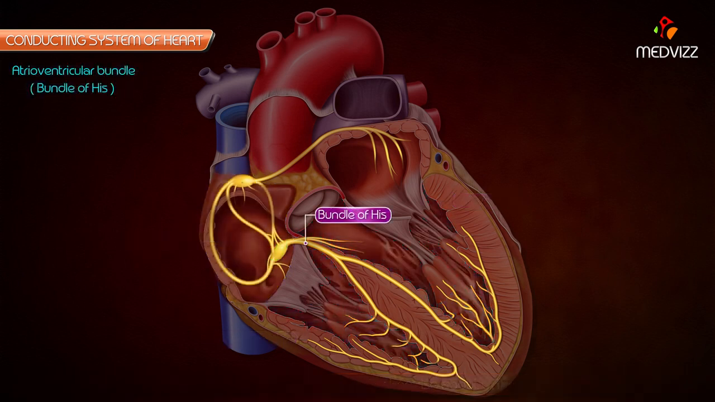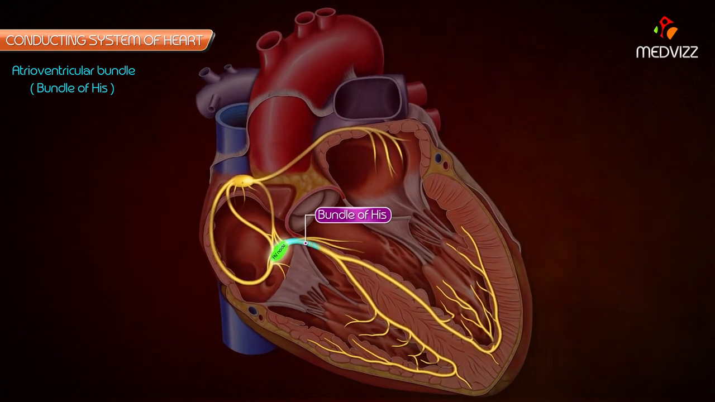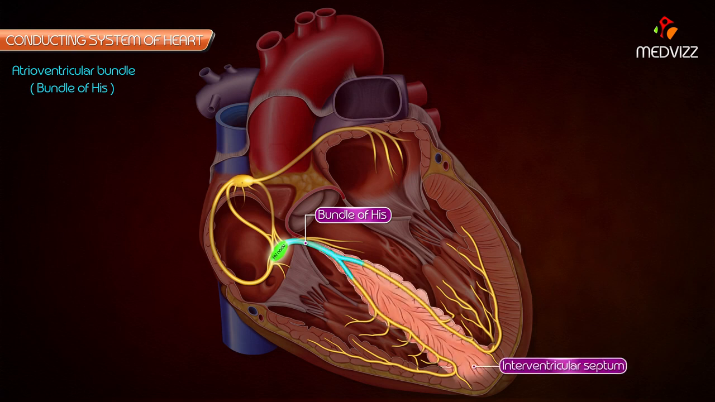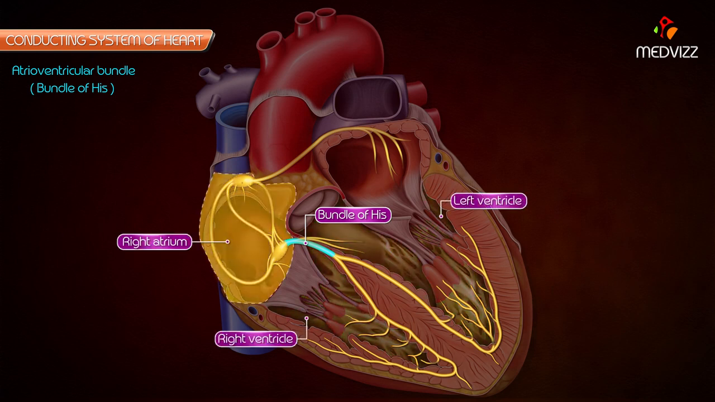Atrioventricular bundle. It begins from the AV node, crosses the AV ring, and runs along the inferior part of the membranous part of the interventricular septum, where it divides into the left and right branches. Since the skeleton, which is a fibrous framework of the heart, separates the muscles of atria from the muscles of the ventricles, the bundle of His is the only means of conducting impulses from the atria to the ventricles.